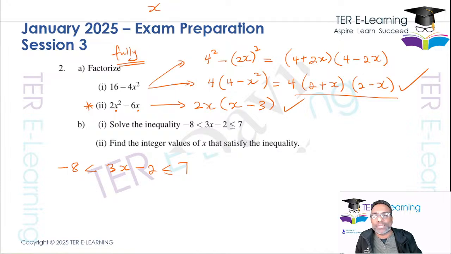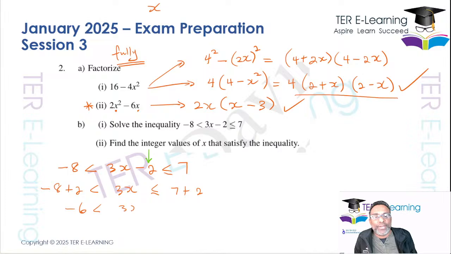So what I would do in a question like this, the first thing I need to do is to get rid of this minus 2 here. In order to get rid of the minus 2, we need to add 2 to every section inside this. So this is going to be minus 8 plus 2. Leave that sign here. This here is going to be 3x. This here is going to be 7 plus 2. Now, minus 8 plus 2 is going to give us minus 6. We have 3x here. We have less than or equal to 9.